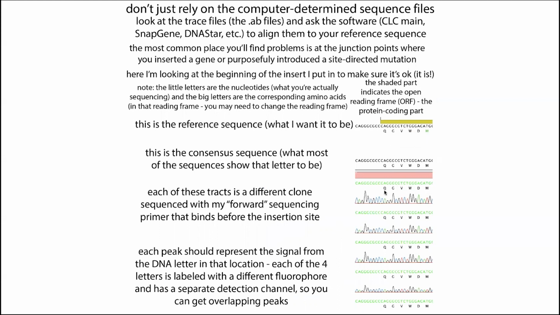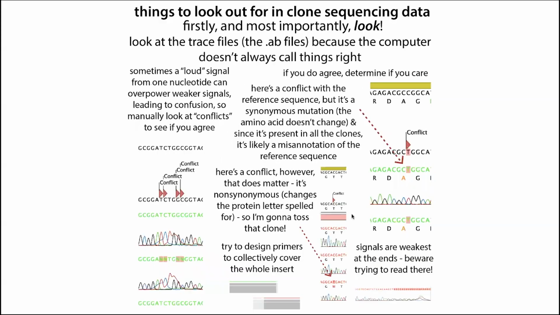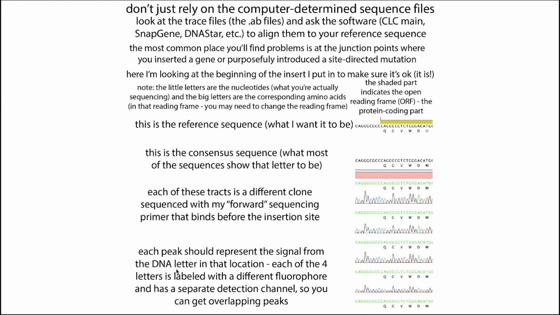So first of all, when we look at these traces, we want to see a nice clean trace like this. We don't want to see overlapping traces, which would indicate that we have multiple sequences present. We have some sort of contamination. There are multiple plasmids in there, which wouldn't be good. Basically, what you should have is this nice clean signal. And if you do, you should get a consensus sequence.